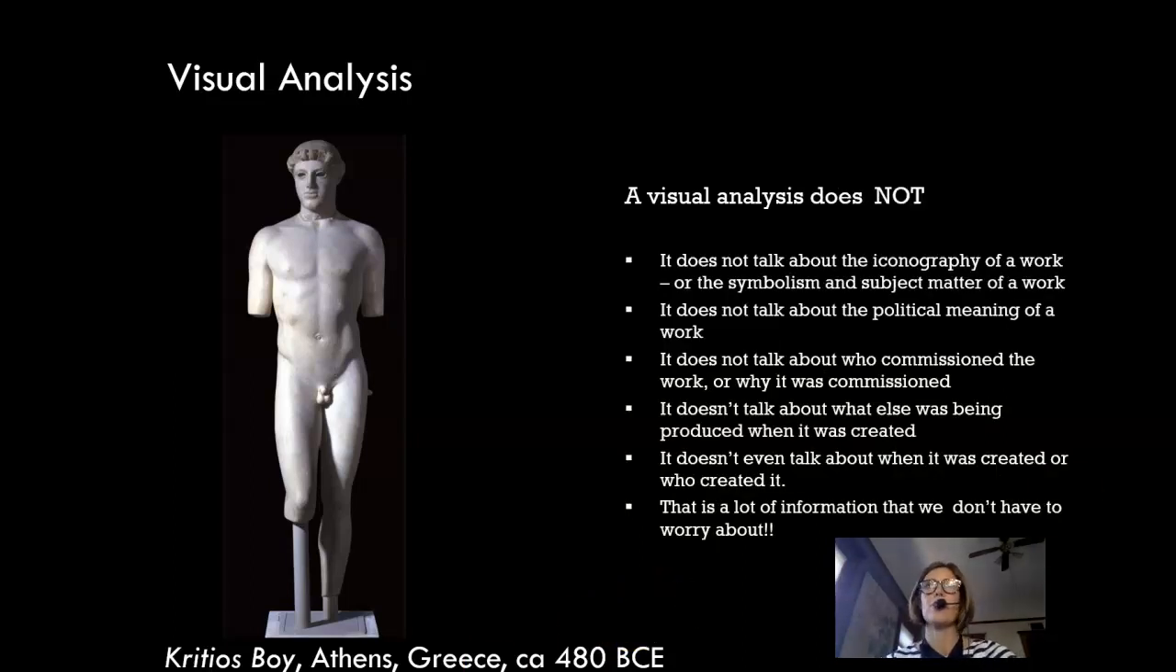Now, sometimes it's helpful to clearly understand what a visual analysis does not do. A visual analysis does not talk about the iconography of a work, that is, the symbolism or subject matter of a work of art. It does not talk about the political meaning of the work. It does not talk about what else was being produced when it was created. It doesn't even talk about when it was produced or who created the work. So that is a lot of information that we don't have to worry about, which is the good thing of a visual analysis.